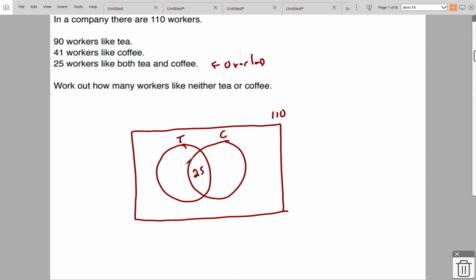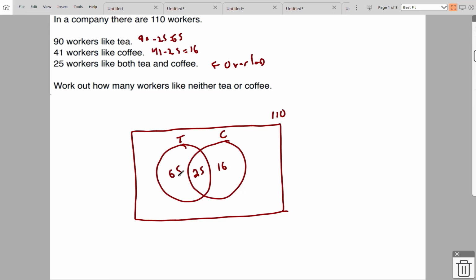Now, I need to work with some numbers here. There's a total of 41 workers who like coffee. And I'm already aware of 25 of them, so 41 minus 25 is 16. The rest of that circle has 16. 90 workers like tea, but I already know about 25 of them, so 90 minus 25 is going to be 65. The rest of that circle has 65 people in it.